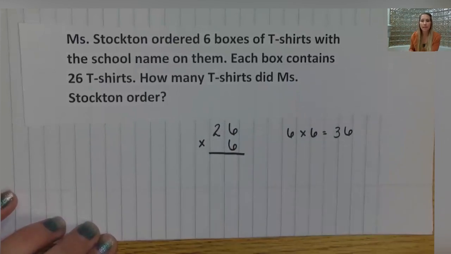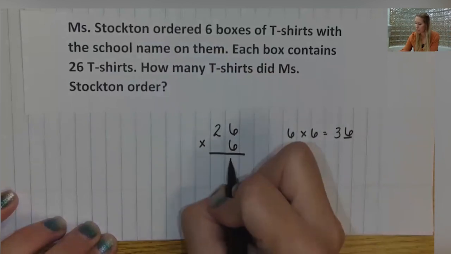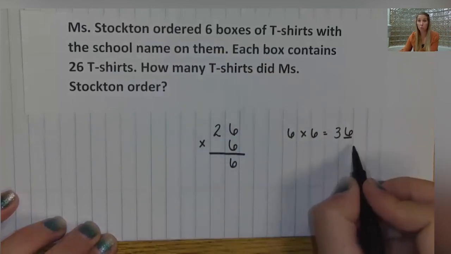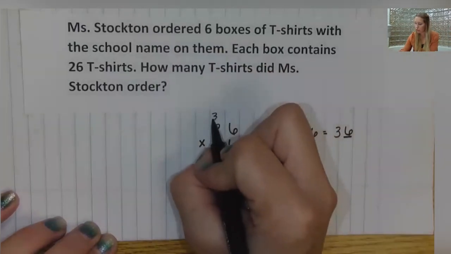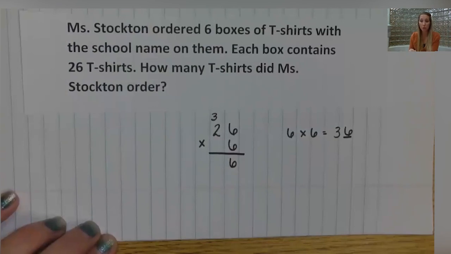So how would I write that? Well, remember, the 6 goes in the ones place because it's worth 6 ones. And I'm going to regroup the 3 because the 3 is worth 30. So it's going to be regrouped, or 3 tens. Now where do I go?